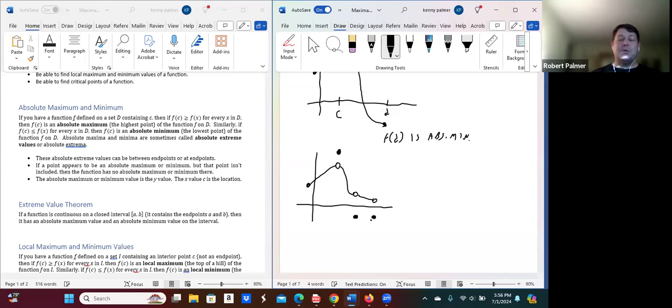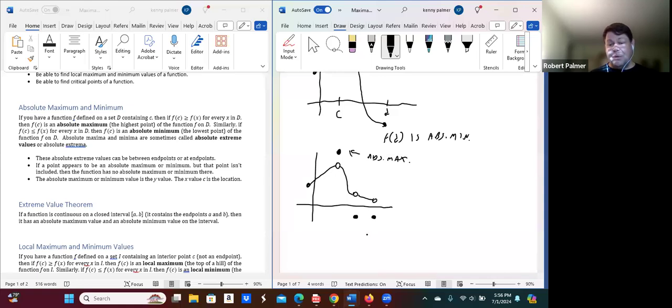Here I'm just showing some examples of different things that can happen. Now in this case, this y value is your absolute maximum. Although the graph isn't continuous, that doesn't matter, because this y value is higher than all the other y values there. That makes it the absolute maximum value. That's the highest possible value.